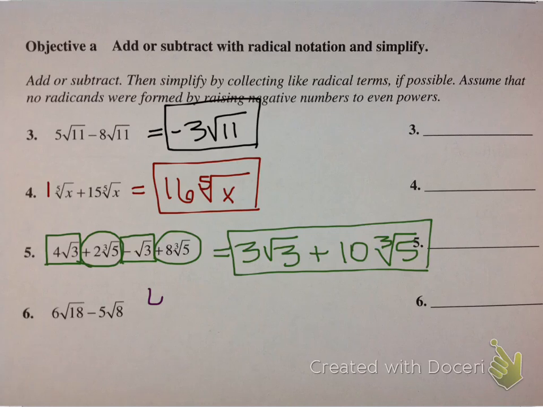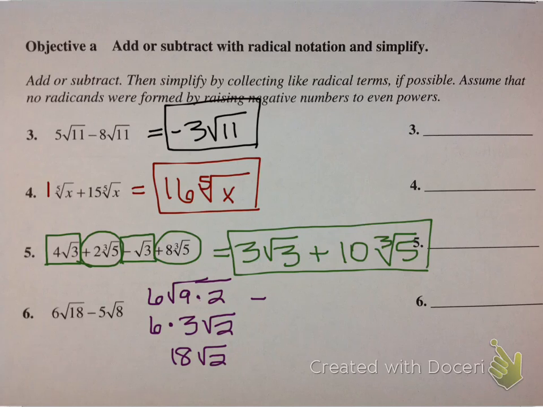So I have 6 square root 18, so 18 I know can be broken down into 9 times 2. I know that the square root of 9 is 3. 6 times 3, that would be 18. So that half I have simplified. So that's 18 square root 2.